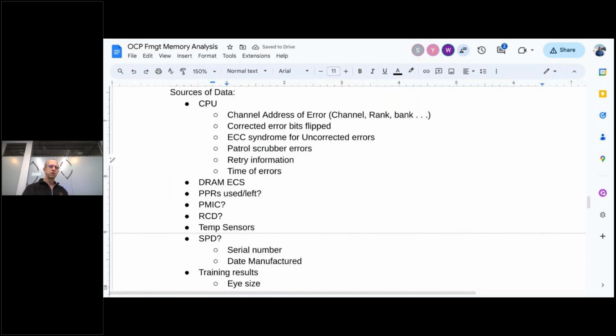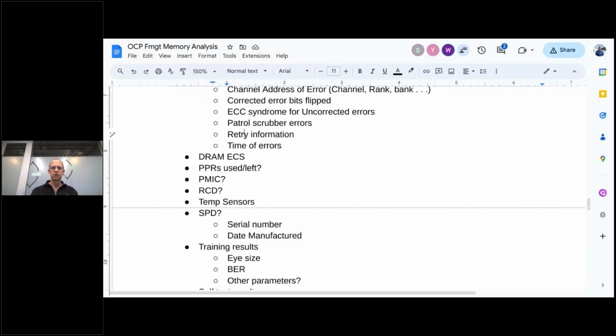Retry information. And maybe in the future, when you get an uncorrected error, we come up with a way to run a memory test on the failed memory line somehow. Who knows what we can do in the future, and the CPU vendors will innovate. If we get more information about the failure, that seems relevant. And then when the errors occur, so that we know the rate and the frequency. I was thinking the DRAM ECS, so for DDR5.